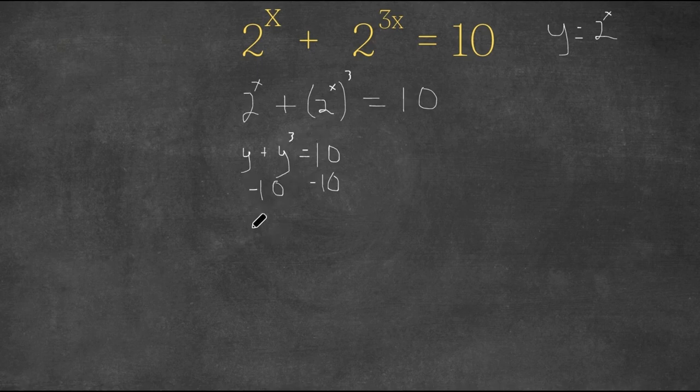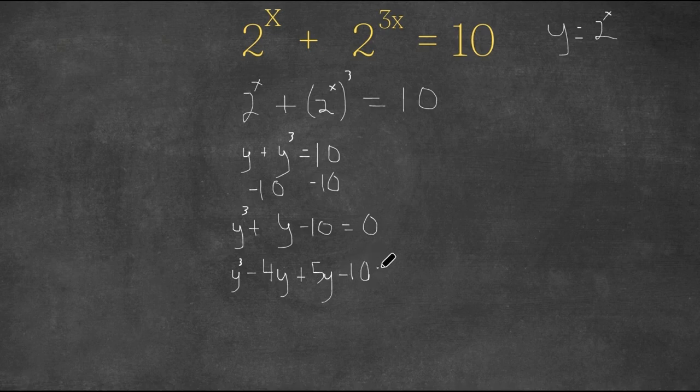So we get, let me rewrite this in order of exponents. We have y to the power of 3 plus y minus 10 equals 0. So now, to factor this, we're going to rewrite this y as minus 4y plus 5y, and we still have the minus 10 here.